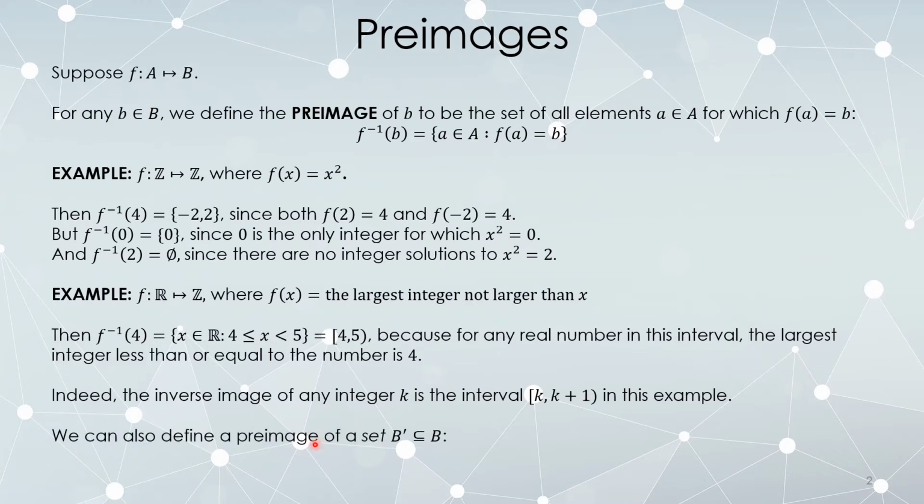If we can define a preimage of a single element B, we can also define the preimage of an entire set, any subset of the codomain. The preimage of that set is defined to be all elements of the domain which are sent to any element of B prime, the set we were taking a preimage of. This happens to also be the union over every element of this set B prime of the preimage of that single element which we've already defined. So it's really just, if I want to take the preimage of a set, I take the preimage of every single element in that set and then union them all together.